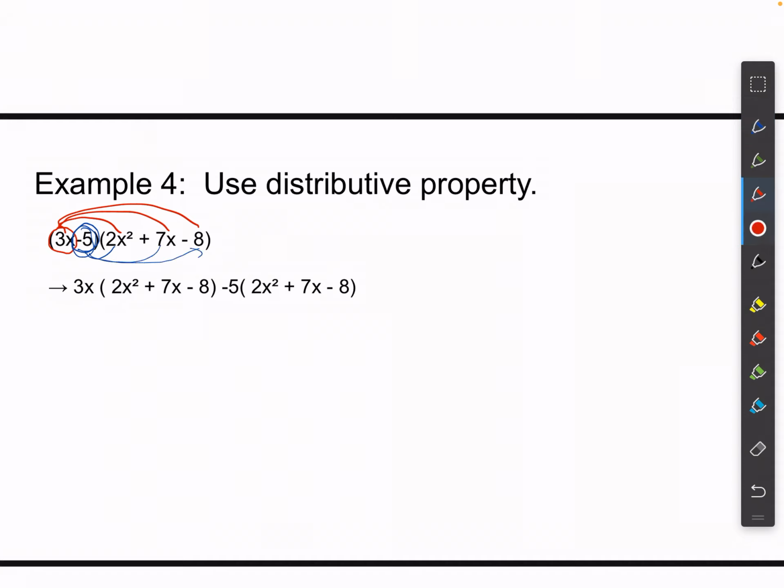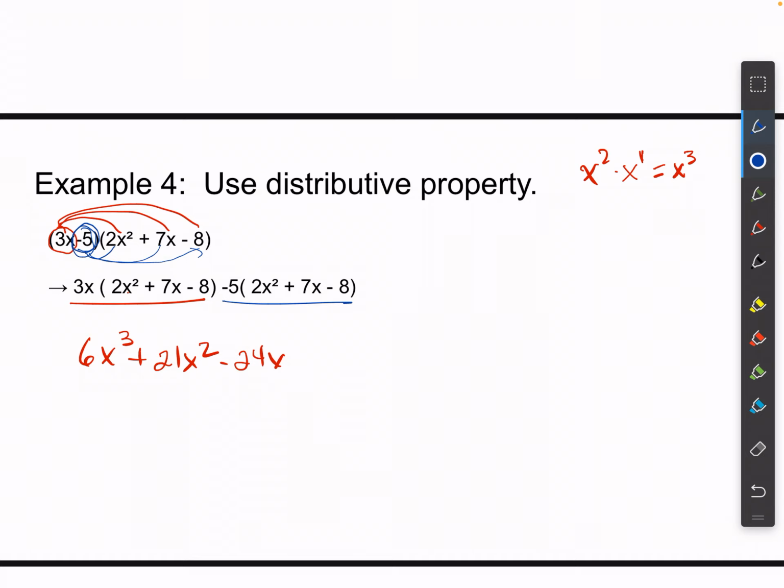Okay, so let's go ahead and do our red first. When we do that, we get this. And then when you multiply the negative 5 out, you're essentially doing this. So let's simplify that a little bit. 3x times 2x squared gives me 6x to the third. Remember that x squared times x is like x to the first; you add the exponents, it's x to the third, right? So that's that one. Then we have plus 21x squared. Don't forget that's squared because it's x times x. Minus 24x. Okay, did that one.